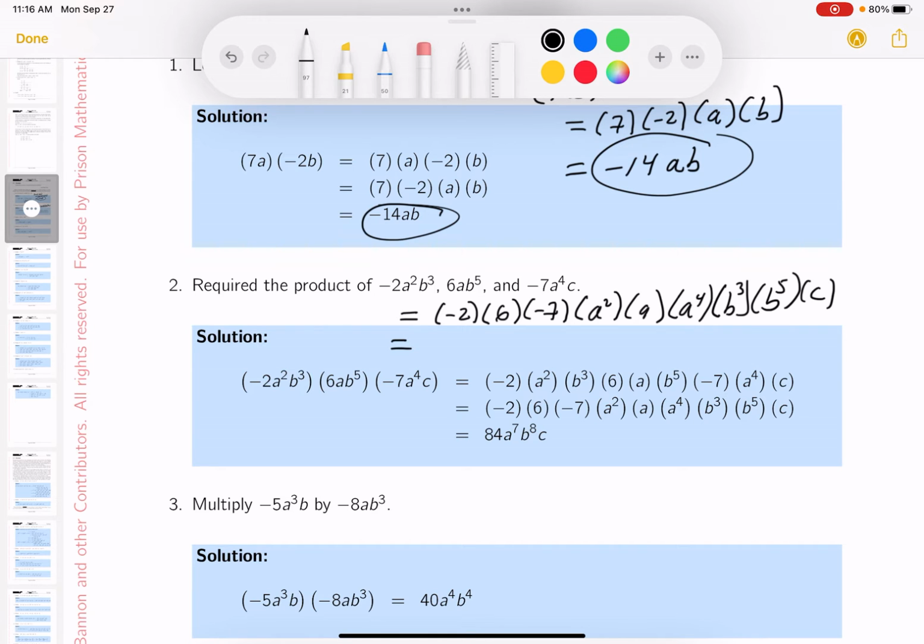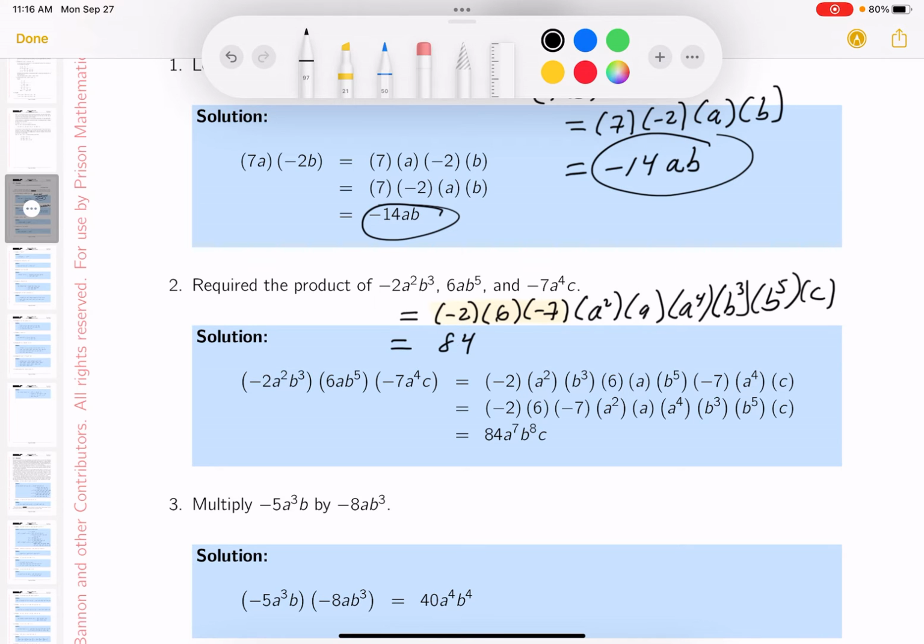What do you get over there? Well, let's do the numbers first. And certainly what I mean by that, I'll point out what I'm looking at. I'm looking at these numbers here, and I think I can multiply them together. Minus 2 times 6 is minus 12. And minus 12 times minus 7 is a positive number. It would give me 70 plus 14, which is 84. I'll write that down for you.